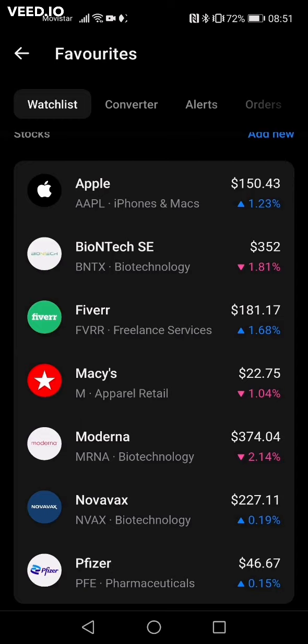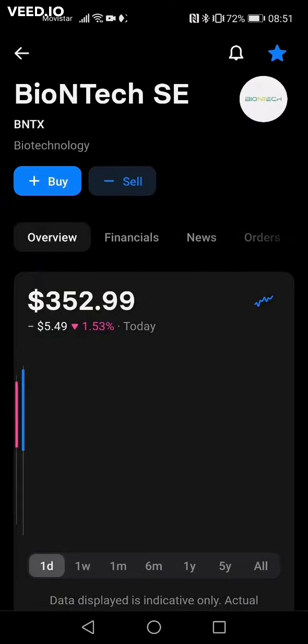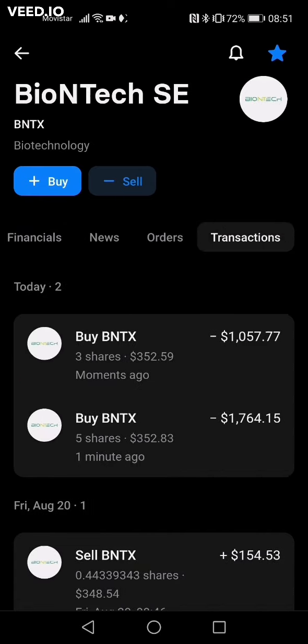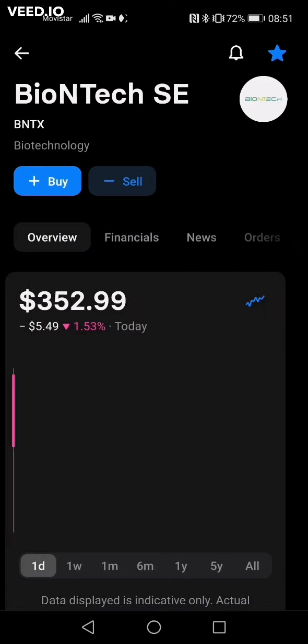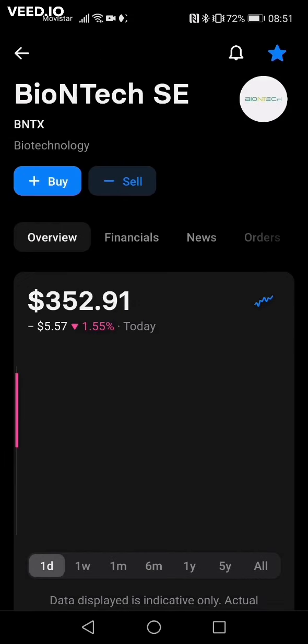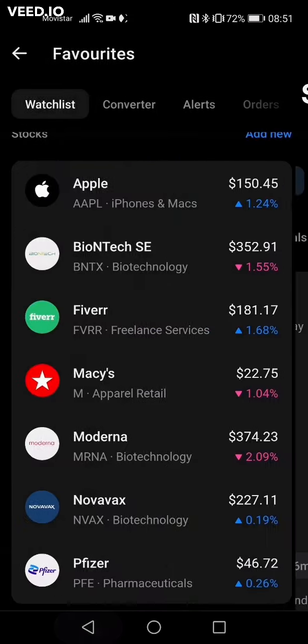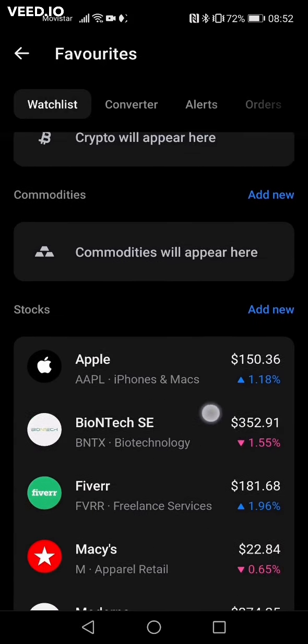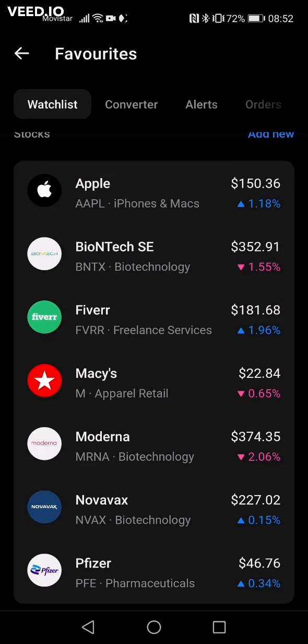As you can see on my watch list, there is Apple and Fiverr as well. I kind of missed the opportunities on them, but it's no problem because BioNTech usually gives enough profit. For today, the price is not really moving fast, which could be okay, but we have to be patient. Even if it is a day trade, sometimes it could take longer than a few minutes.